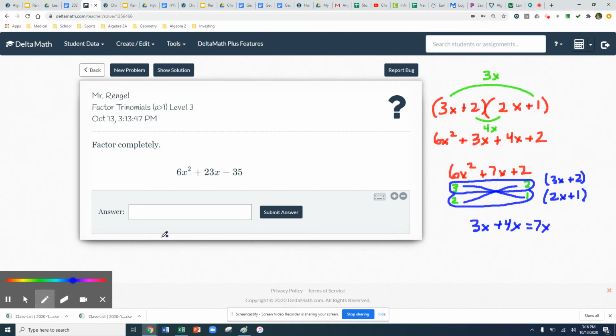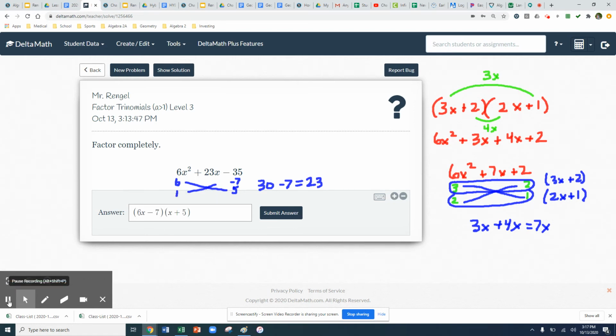So instead of using 3 and 2, I'm going to use 6 and 1. That's going to still multiply to 6, and that's going to allow me to get some bigger positive numbers. So let's see if we can try this one. Now I'm noticing that if I do 6 times 5, that gets me to 30, and then 23 is 7 less. So if I go the 1 in the negative 7 diagonal, those outsides would give me 30. These insides are going to give me negative 7. That's going to add up to 23. So that makes my two factors 6x minus 7 and then x plus 5.